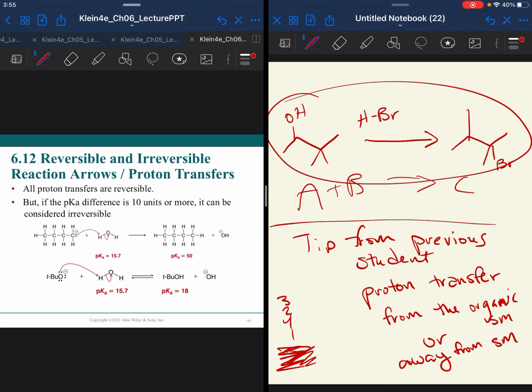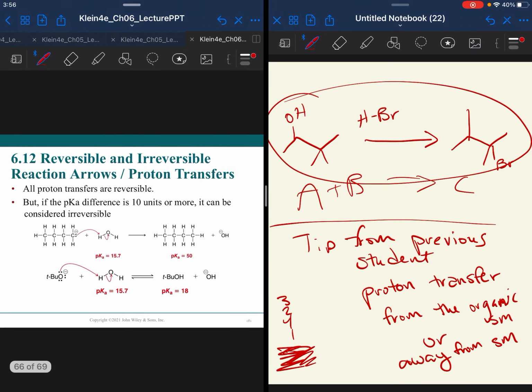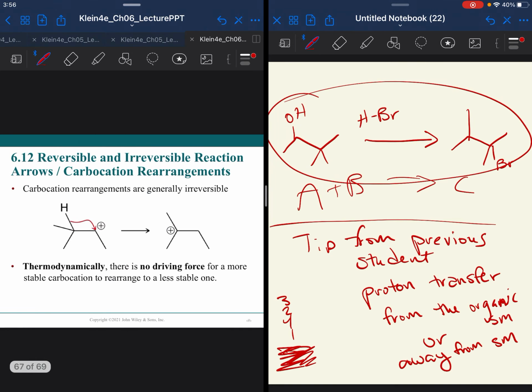Also, if it is a proton transfer, whether or not you get a reversible or irreversible arrow very much has to do with how different the pKa's are. So we know that equilibrium will favor the weak side. Well, how weak is it in comparison? 15.7 versus 50 is a huge difference. You tend to get an irreversible arrow. 15.7 versus 18, much closer together. Much more likely you're going to have a significant amount of both sides present. You don't have to know the pKa's. Unless I give you the pKa's, you don't have to worry about calculating them.